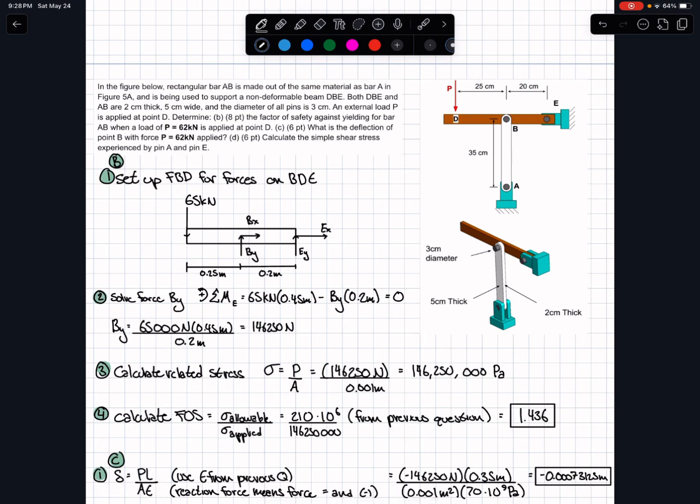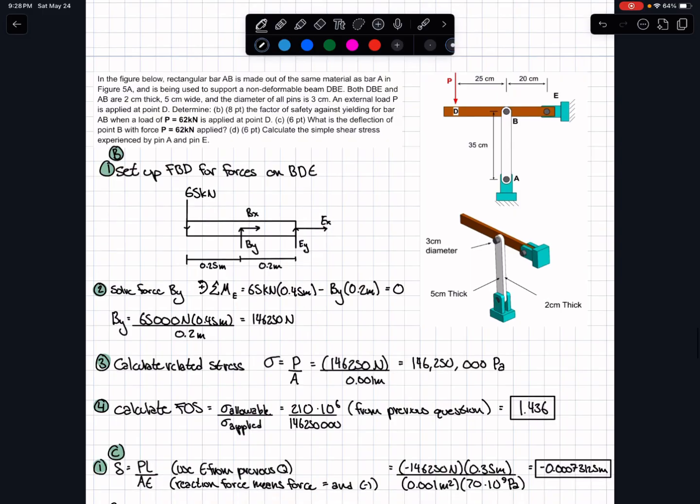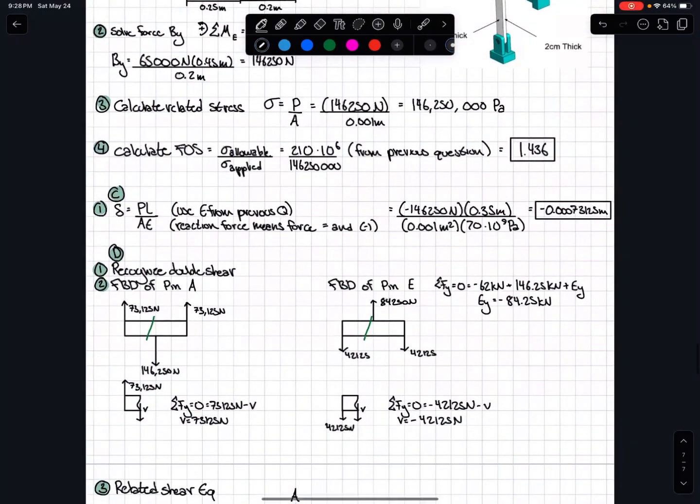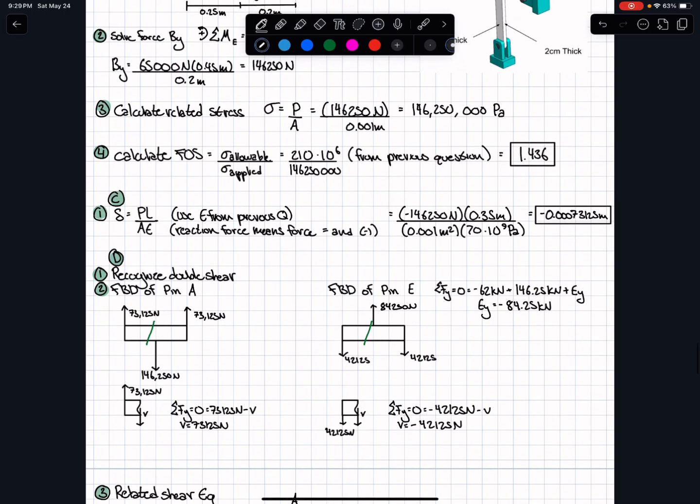All right, and the final question that we are asked is to calculate the simple shear stress experienced by pins A and E. To do that, first I wanted to draw a free body diagram of both the pins, with pin A on the left and pin E on the right. We had to solve for the reaction force EY on pin E, which we got as negative 84,250 newtons. Because of the double shear, we realize that the shear experienced is half of this value on both of the pins. So for pin A, it is 73,125 newtons, and for pin E, it is negative 42,125 newtons.